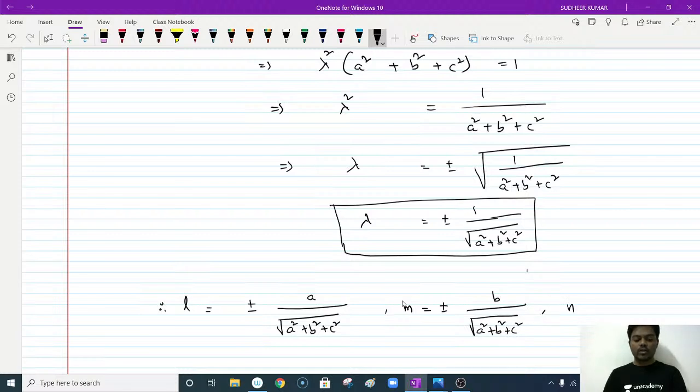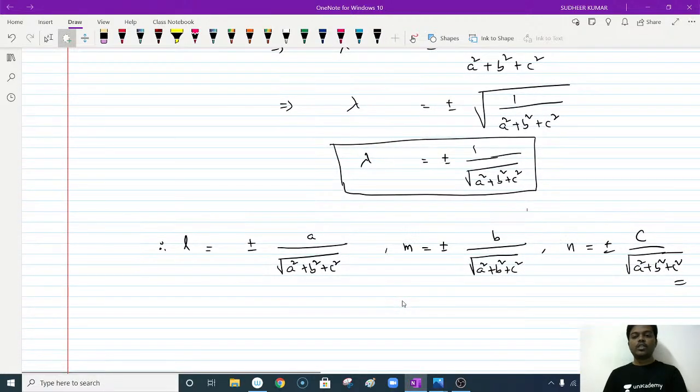Similarly, what will be my N value? So N value is equal to plus or minus C by square root of A square plus B square plus C square. So this is the relation between the direction cosines and direction ratios.